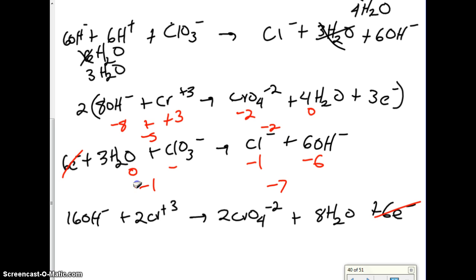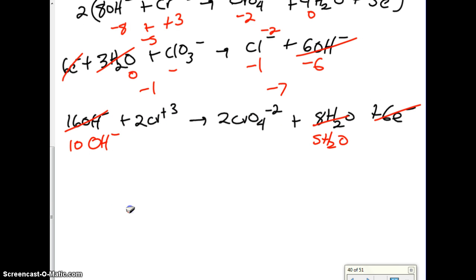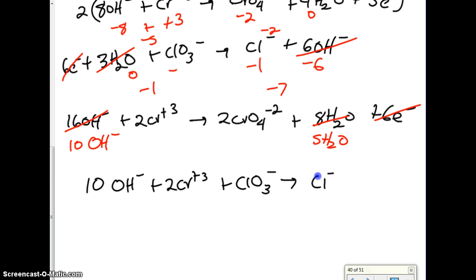Now we add up and cancel everything out. Our waters cancel and leave 5 H2O over here. Our hydroxides cancel. We have 6 here and 16 here, so that leaves 10 hydroxides over here. And now all we have to do is add down. So we end up with 10 hydroxides plus 2 chromium ions plus a chlorate ion, forming a chloride ion plus 2 chromate ions, and write this down here, 5 H2O.